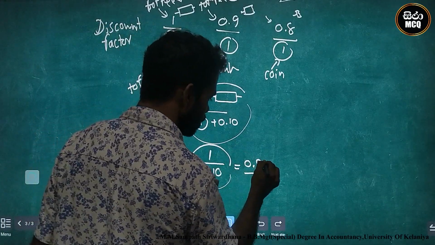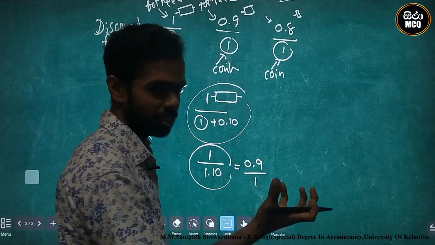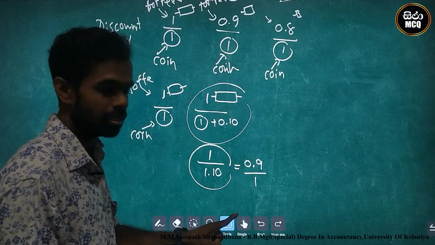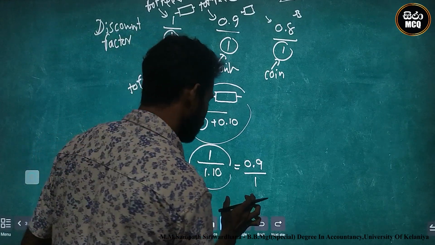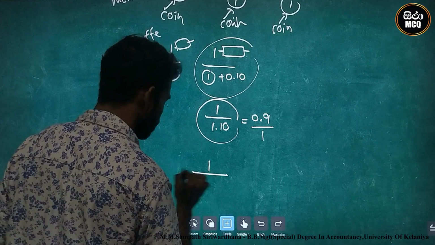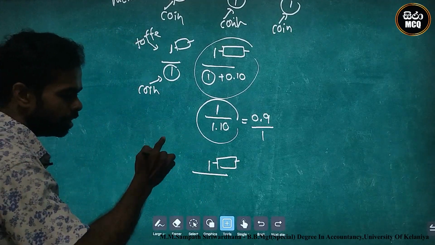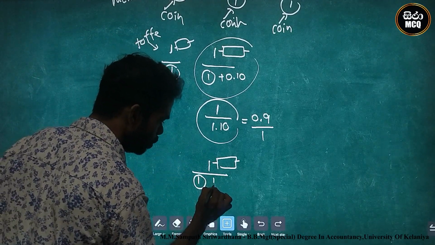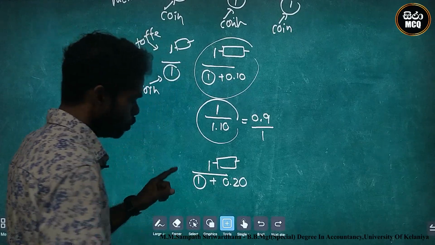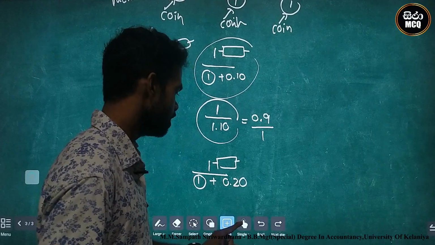Why? After 1 year, the toffee quantity, the toffee weight, is decreasing. Why? The price of the toffee is increasing by 10%. After 1 year, look here, this is 20%. To purchase 1 toffee, the expected rate of return is 20% on 1 rupee. At that point, to 1 rupee, he adds interest of 20%, which is 20 cents.